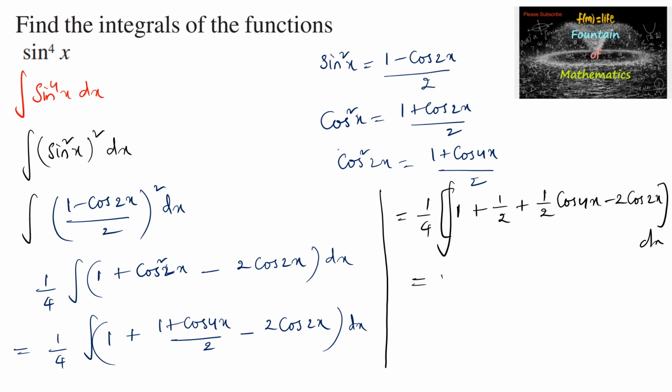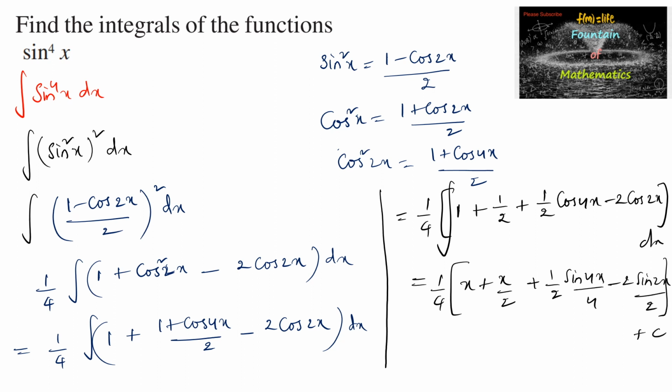Let's integrate. 1 upon 4 times of integration of 1 is x plus x by 2 plus 1 by 2 integration of cos is sin 4x upon 4 minus 2 sin 2x upon 2 plus integral constant c. So 1 by 4 times of 3 by 2 x plus 1 by 8 sin 4x minus sin 2x plus c is the answer.